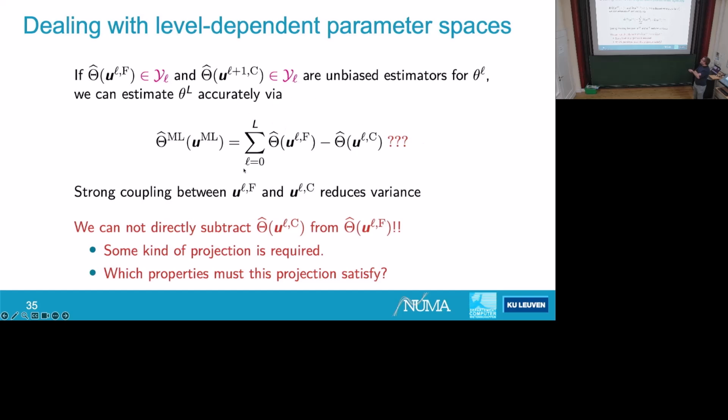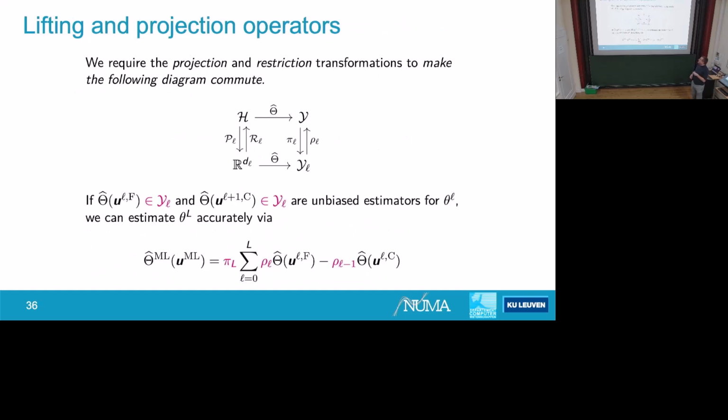And the solution, so that's the question. We have these difference estimators, but the parameters at the fine level and at the coarse level live in different spaces. We can't directly subtract them because these don't have the same dimension. So we need some kind of projection between the two levels. And the question is, what properties does this projection need to satisfy? And so then Toon, who is one of the PhD students in the group, likes to take abstraction to the extreme.